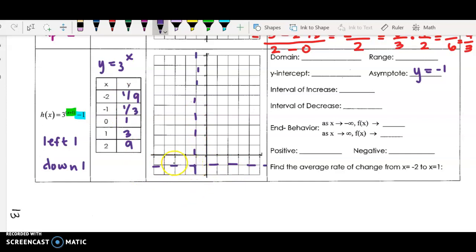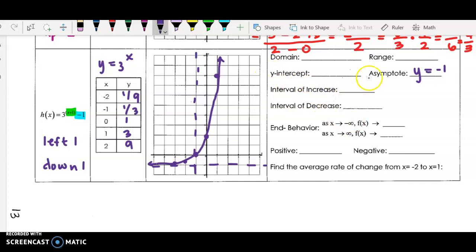So -2, 1/9, -1, 1/3, 0, 1, 1, 3, and 2, 9. And we can connect the dots to complete our graph.